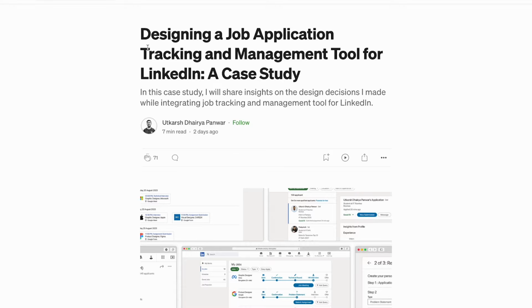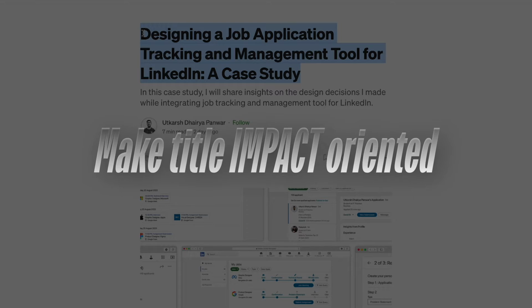Okay, so designing a job application tracking and management tool for LinkedIn, a case study. In this case study, I will share insights on the design decisions I made while integrating job tracking and management tool for LinkedIn, right? So this has something to do with LinkedIn. This has something to do with jobs. Now, here is the first step. The first step is always to make your title to be impact oriented, right? That is the first tip.